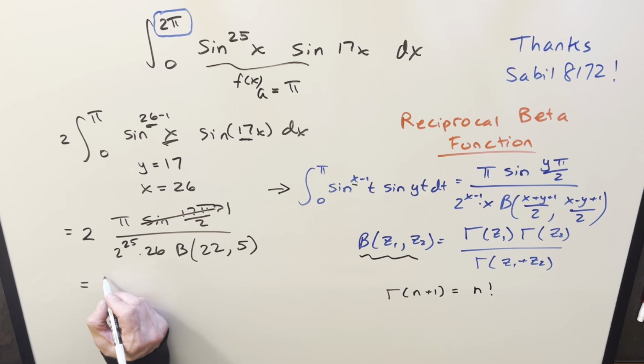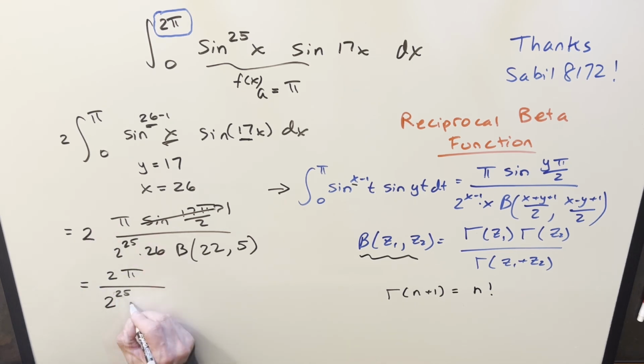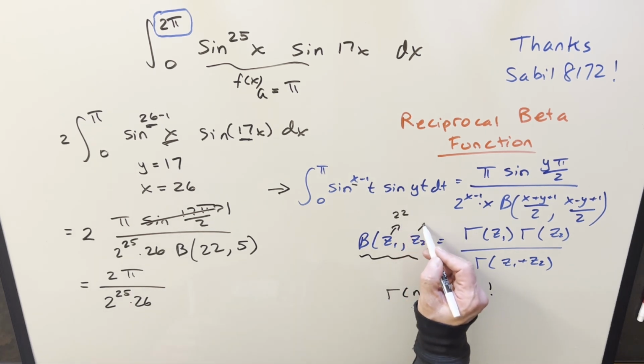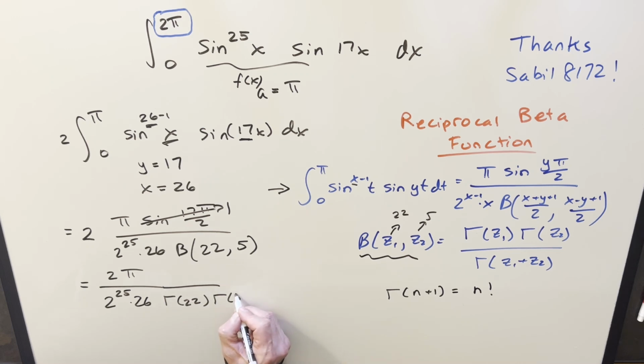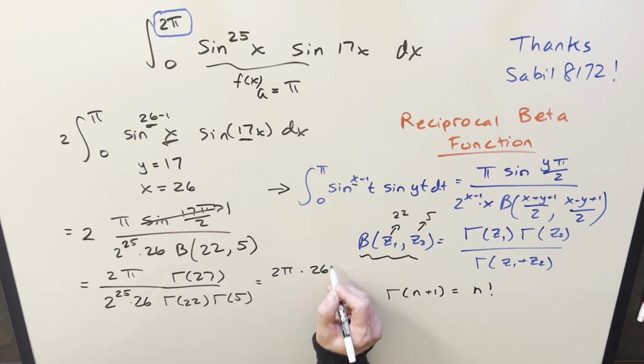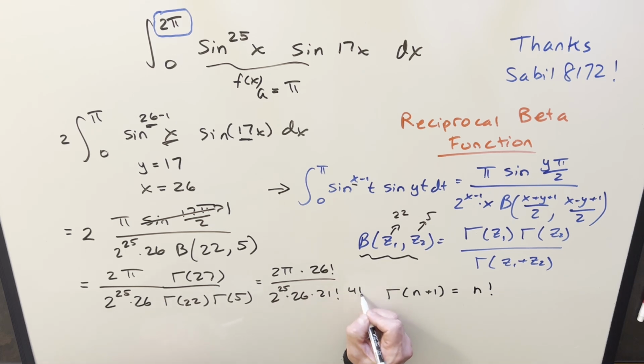So then we'll just continue and simplify. Now what we're going to have is 2 pi, just putting this together, 2 to the 25th times 26. And then we'll use this right here where the z1 is going to be 22 and the z2 is going to be 5. So let's extend this. We're going to get gamma of 22, gamma of 5, and then we'll flip it and bring this part into the numerator and sum them, so it's going to be gamma of 27 here. Putting in terms of factorial, this is going to be 2 pi times 26 factorial, 2 to the 25 times 26, 21 factorial, and this is going to be 4 factorial.